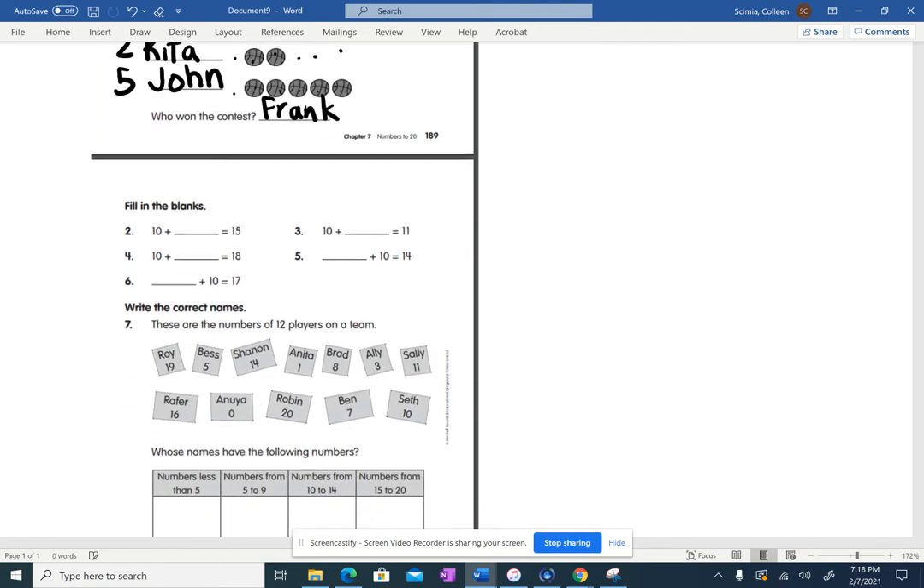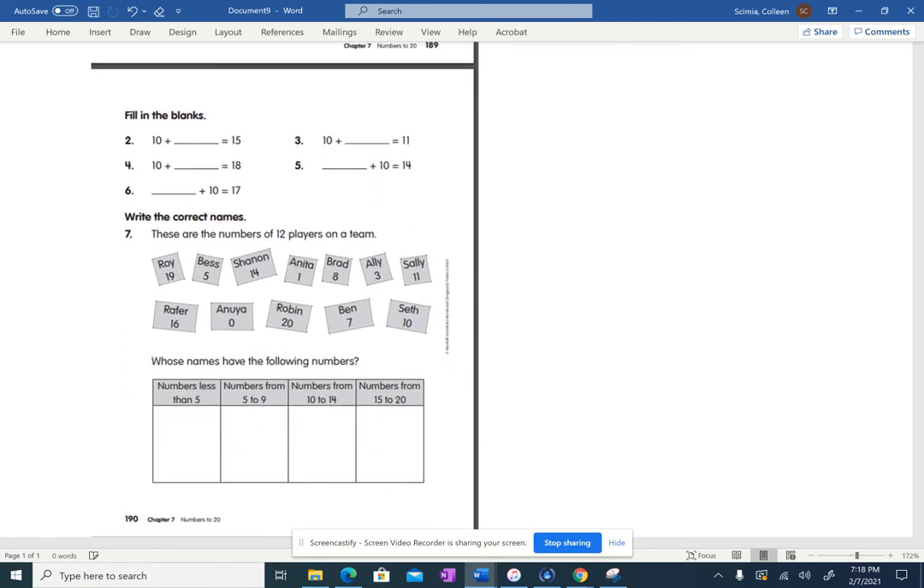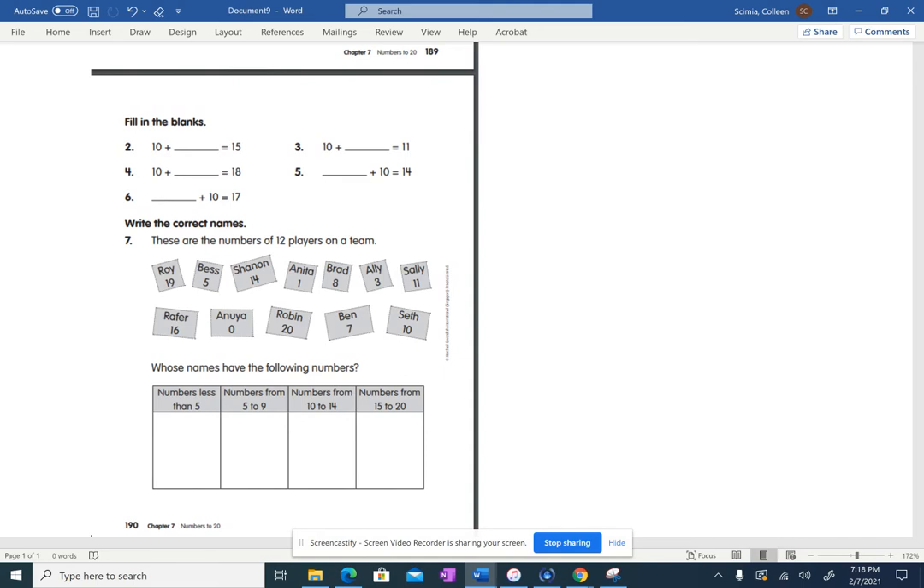Okay, let's skip down now to page 190. Fill in the blanks. So this, my friends, you may want to get your tens frame and chips out and see if we can answer the question. The first one, number 2. 10 plus how many more is 15? So if you have 10 chips on your tens frames, how many more chips would you need to get to 15?